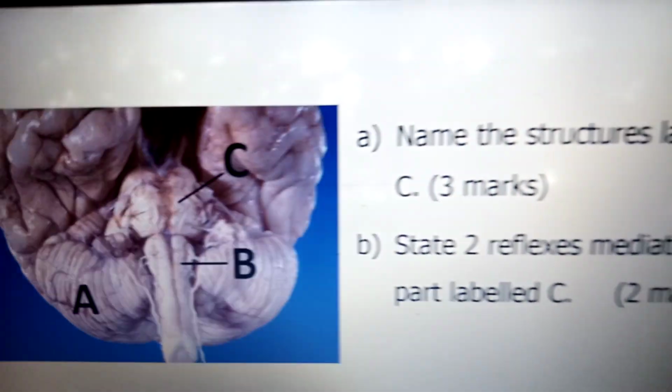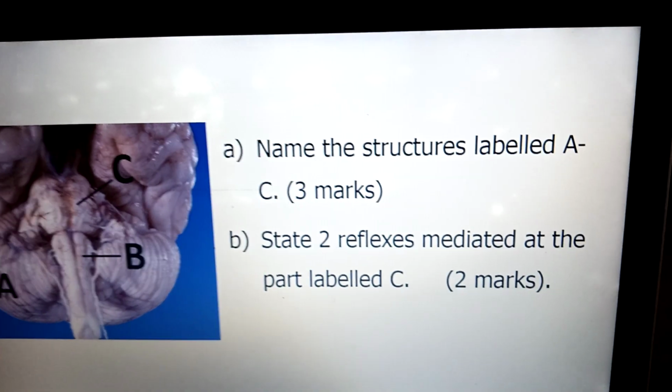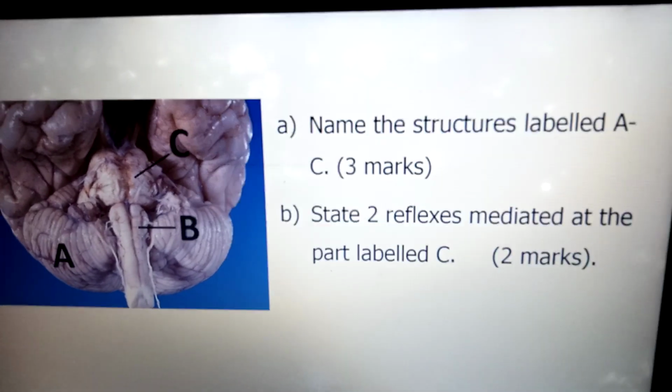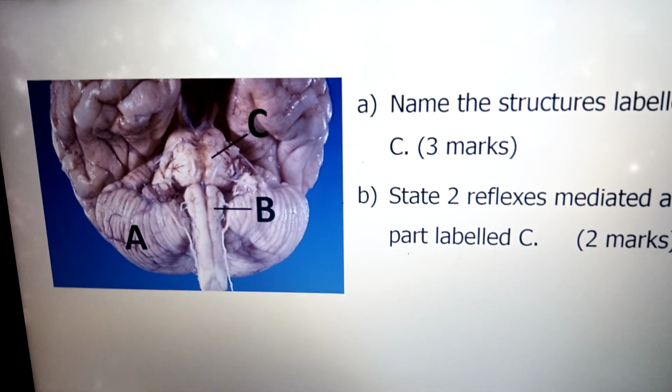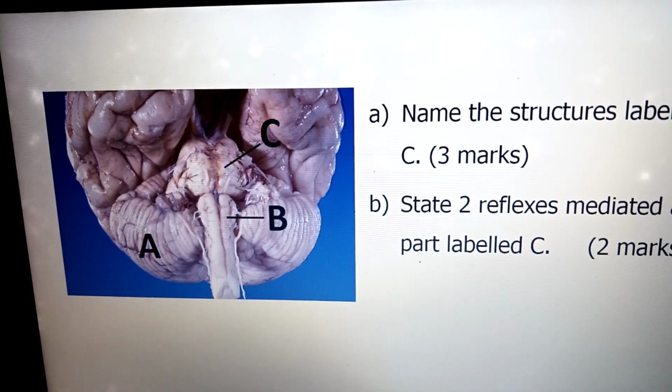So you are asked for two reflexes mediated at the part labeled C, which is the pons. So at the pons, you have the micturition reflex, you have the corneal reflex, you have the Georgiak reflex, and a myriad of other reflexes.